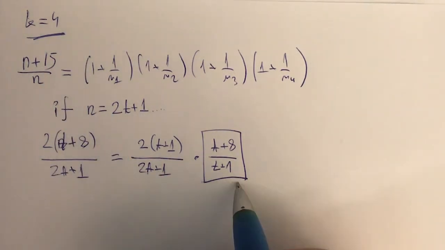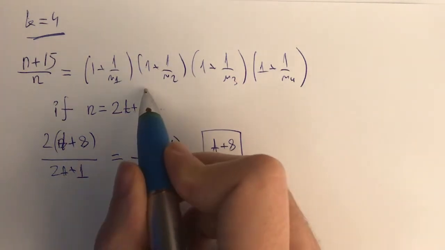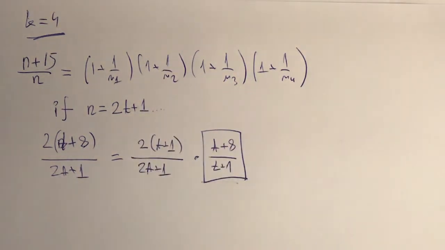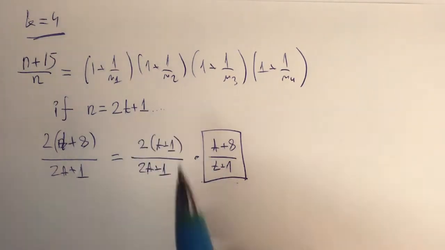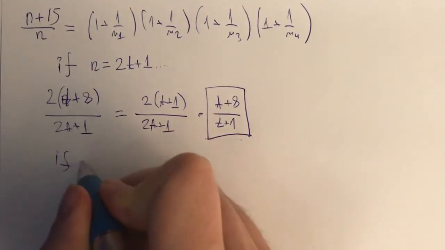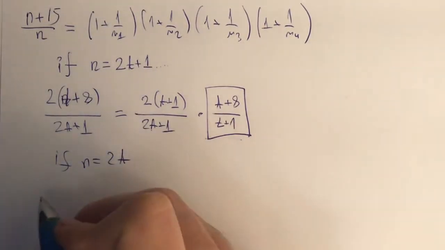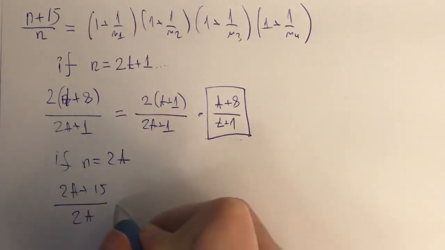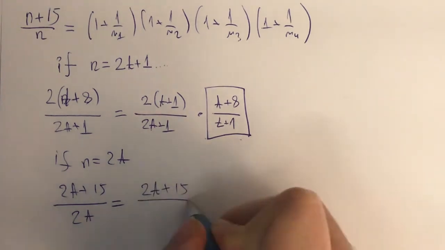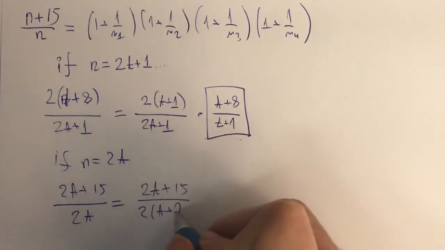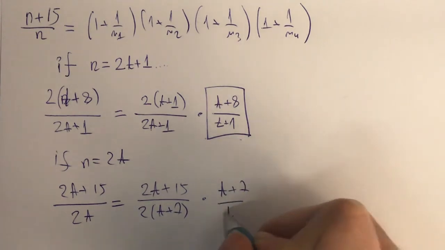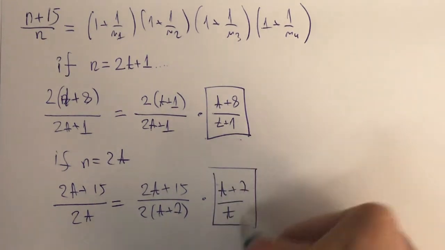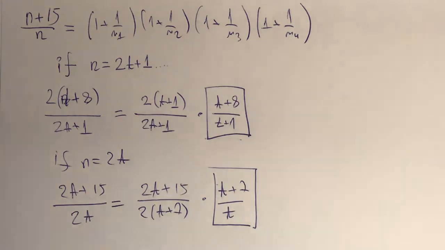We know we can write this as the product of 3 numbers of the form 1 plus 1 over m. So that solves the odds case. If n is even, of the form 2t, then the whole expression becomes (2t plus 15) over 2t, which is equal to (2t plus 15) over 2 times (t plus 7), times (t plus 7) over t. And this (t plus 7) over t is done by the previous case k equals 3. So now this solves the case k equals 4.